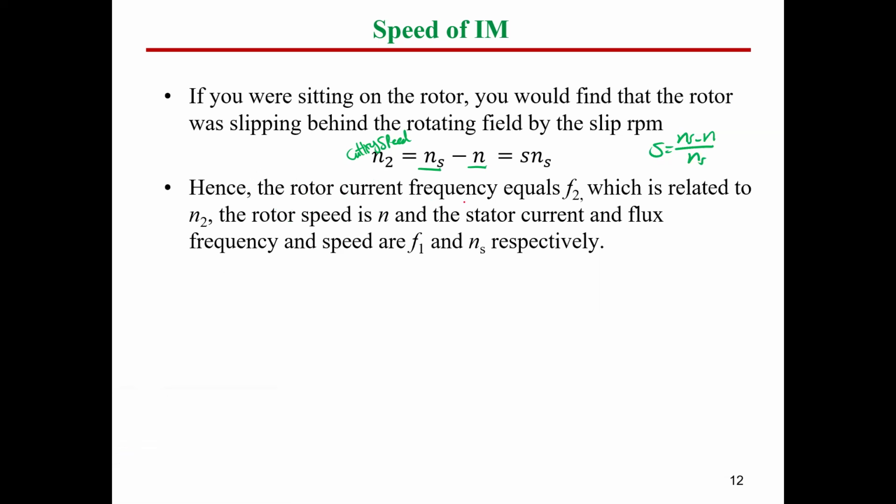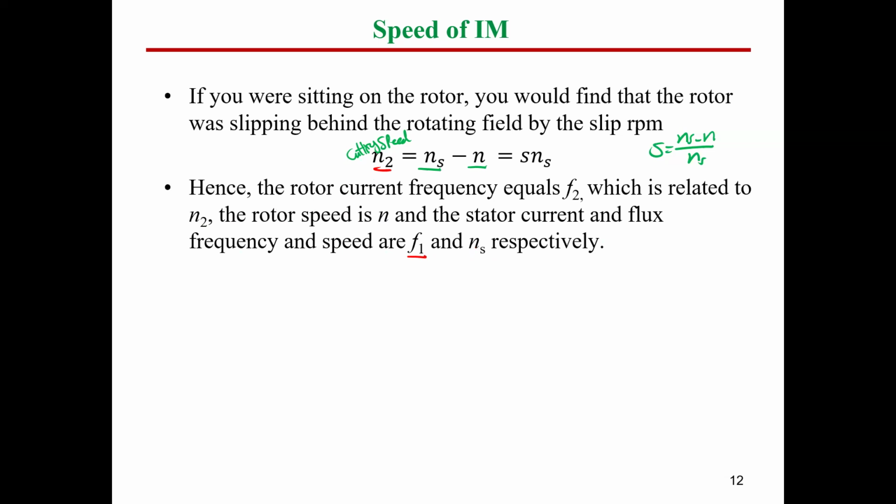Hence, the rotor current frequency equals F2, because the current that will be generated on the rotor winding now will have the same frequency as the speed. So we will call it F2, which is related to the speed N2. The rotor speed is N, and the stator current and the flux frequency is F1, which is the frequency of the synchronous speed. So these are the different frequencies and speeds we have now.